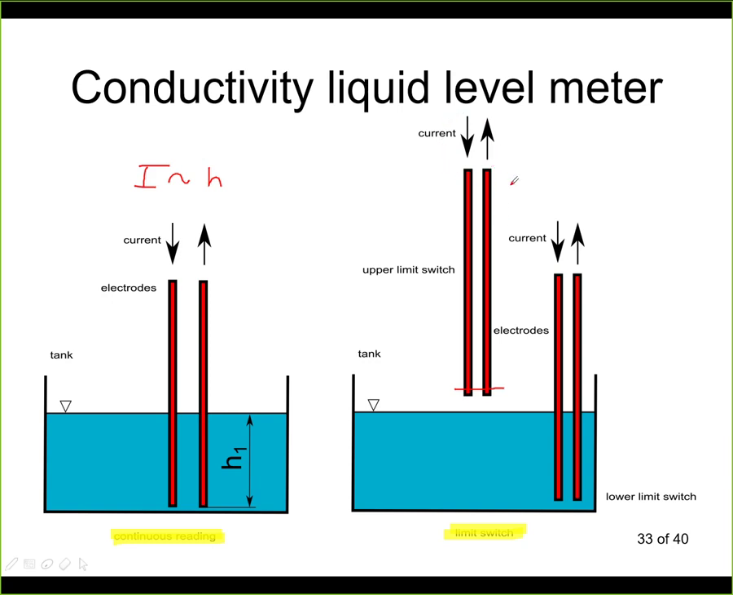So here, in this case, this output signal will again not be a continuous current, like a continuous signal, but I will see only 0 when it's below and 1 when it is above. So I will not have a continuous reading of the liquid level. I will have only info from this upper limit switch and from this lower limit switch.